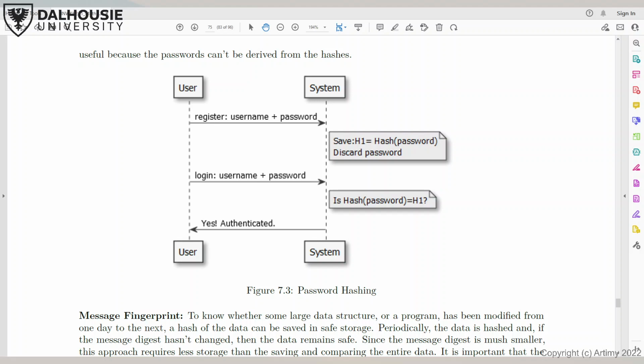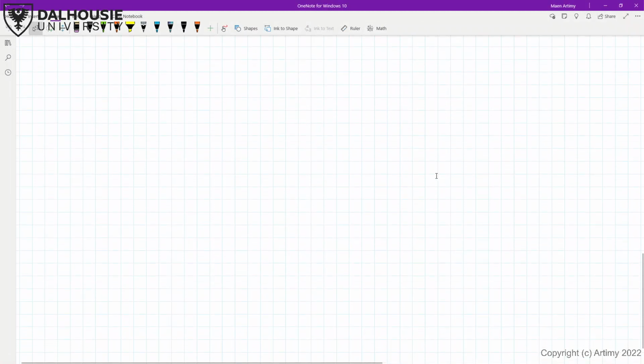Now remember, for this to work, messages should not have the same hash. So M1 and M2, we shouldn't have two messages that share the same hash. Otherwise the system won't work, right?